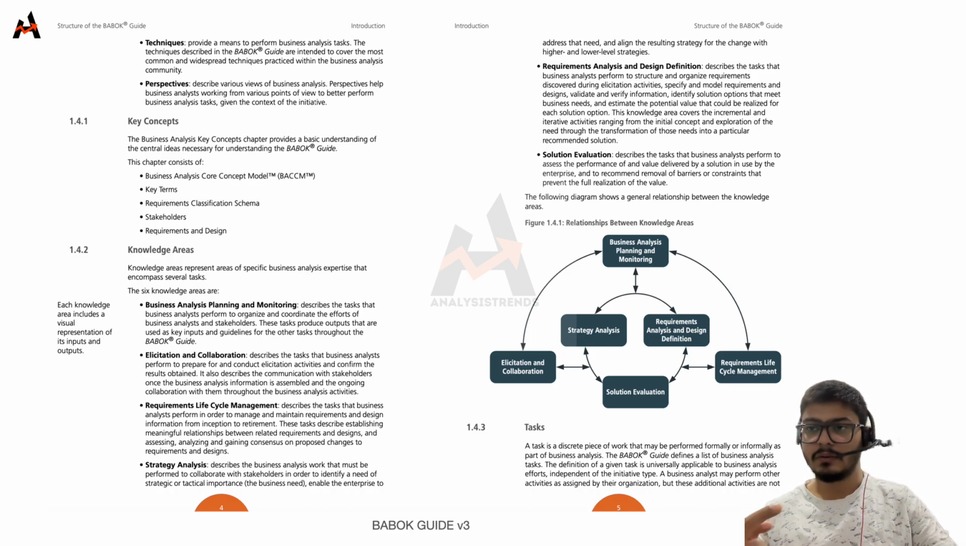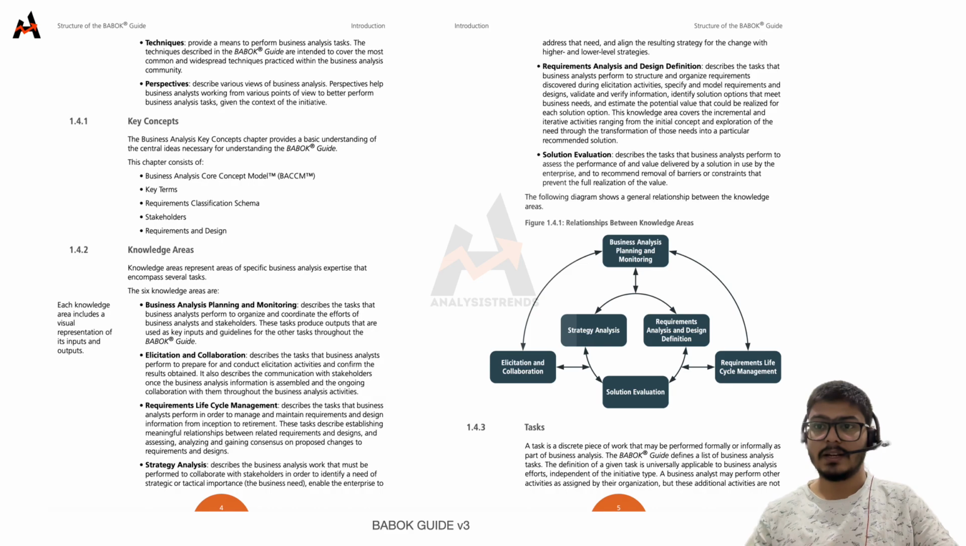Then we have elicitation and collaboration, that is chapter 4. Basically, elicitation is nothing but drawing out information from the stakeholders, and collaboration is stakeholder engagement, right? You'll learn in a deeper sense how you engage with your stakeholders in that chapter. Then you have requirements life cycle management, chapter 5, the third knowledge area. In this, you will understand how you identify your requirements, how you manage, collect, and store your requirements in a deeper sense. You'll understand that in chapter 5.